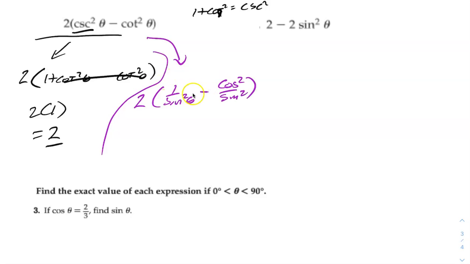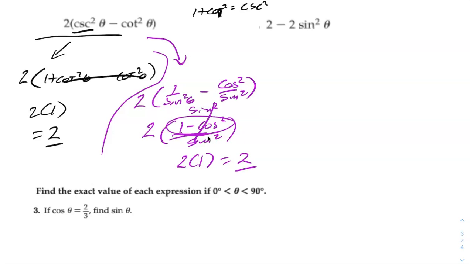Since they're both the same denominator, you can combine it. So 2 times (1 minus cosine squared) over sine squared. And then I have 1 minus cosine squared, which is sine squared. Sine squared over sine squared is 1. So it works either way. It's a little bit longer if you just want to change everything to sine and cosine. If you know the shortcut, where cosecant squared equals 1 plus cotangent squared, then it's a little faster.